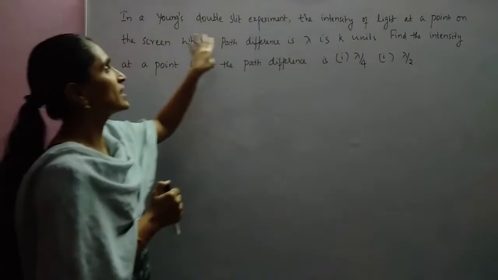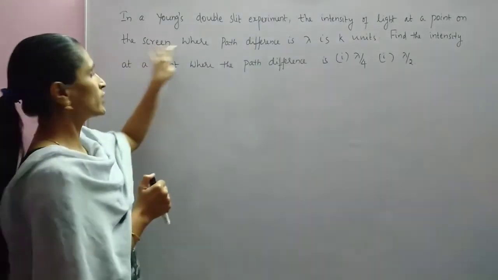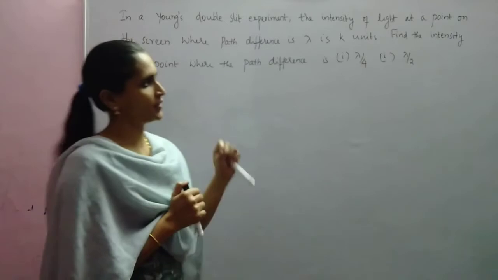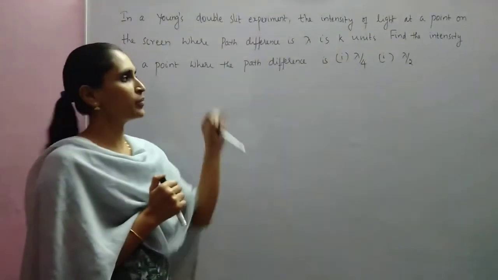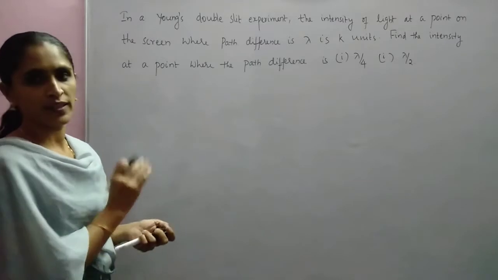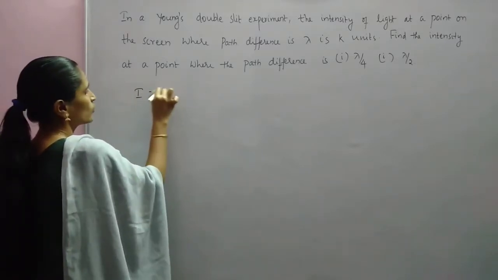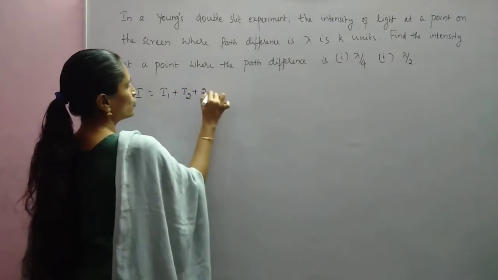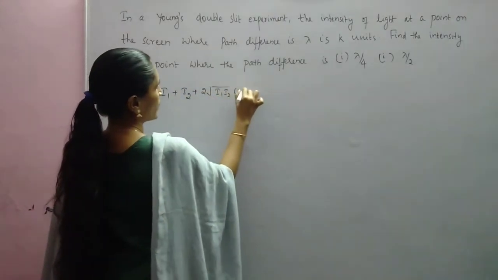In Young's double slit experiment, the intensity of light at a point on the screen where the path difference is lambda is k units. Find the intensity at a point where the path difference is lambda by 4 and lambda by 2. So how to find? We know the expression for intensity. It is given by I is equal to I1 plus I2 plus 2 root I1 I2 cos phi.